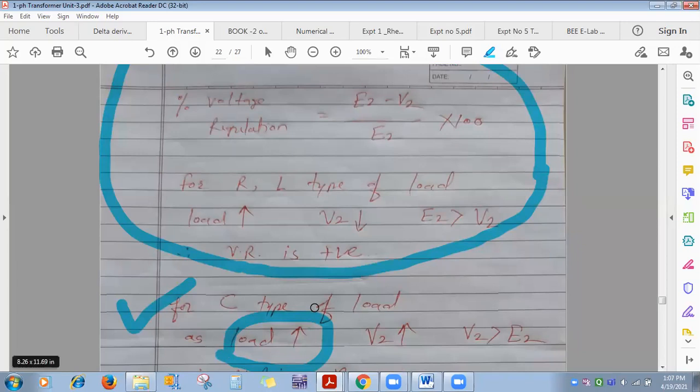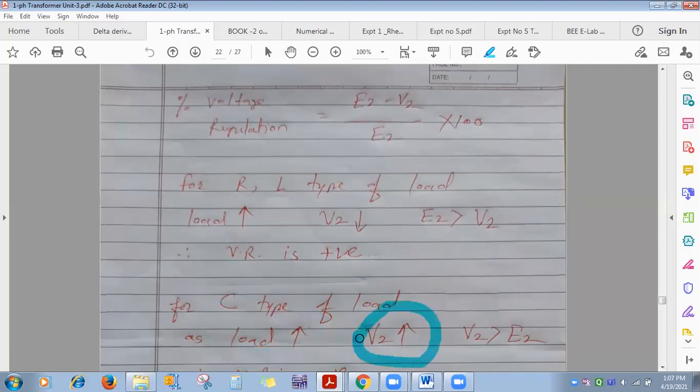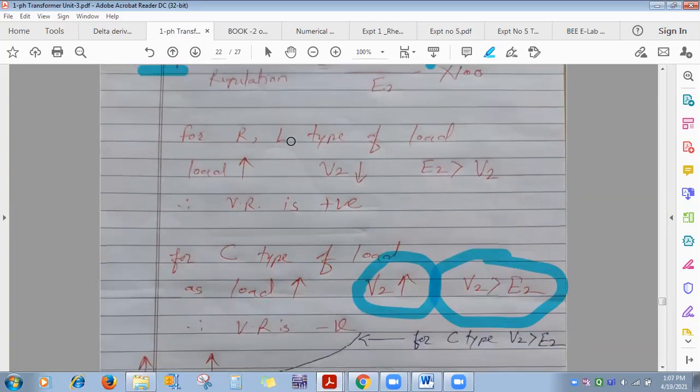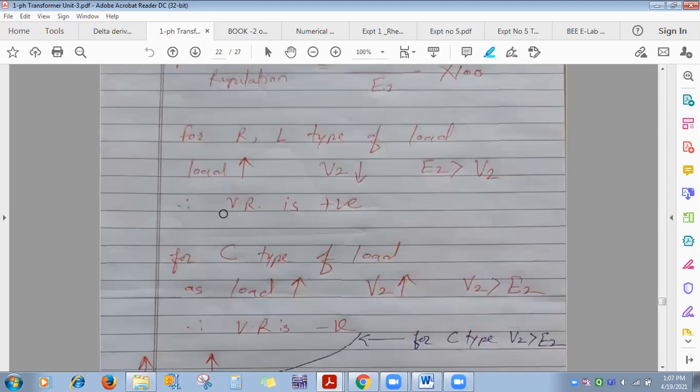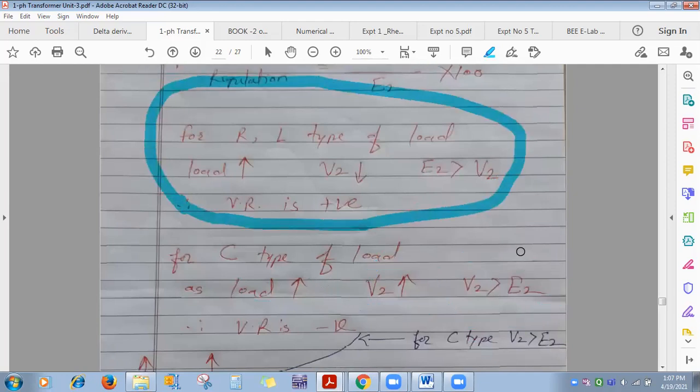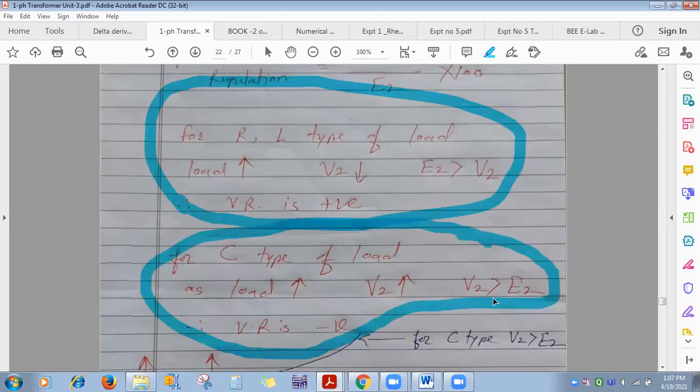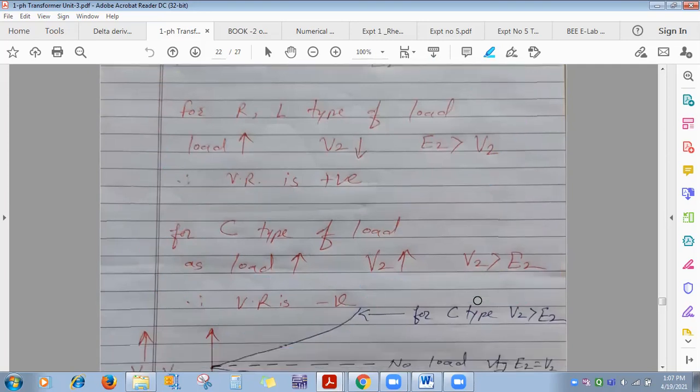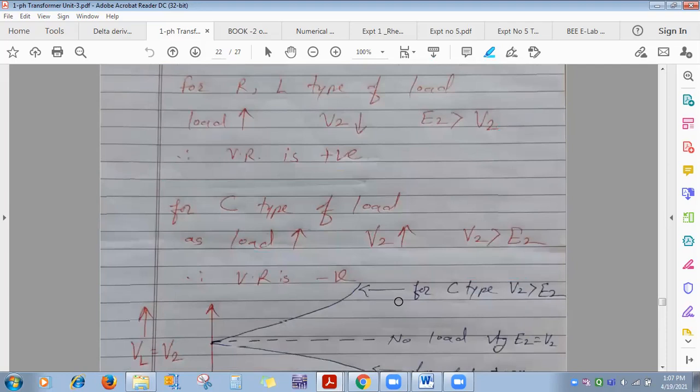That's why, as you go on connecting capacitive type of load in parallel, the voltage across the capacitor increases. Now here V2 is increasing for capacitive type of load. That means V2 becomes greater than E2, and that's why you will get negative voltage regulation for capacitive type of load. So MCQ question: for RL type of load voltage regulation is positive, for capacitive type of load voltage regulation is negative. Okay, so this is about positive and negative voltage regulation.